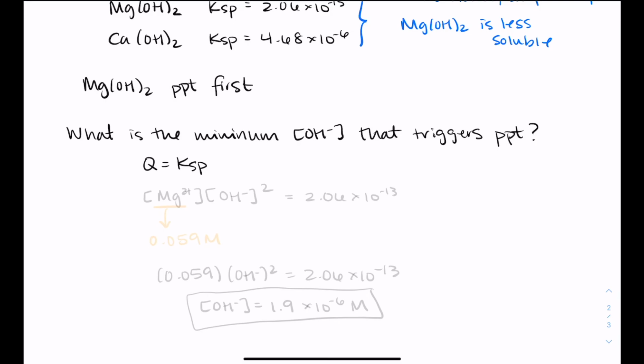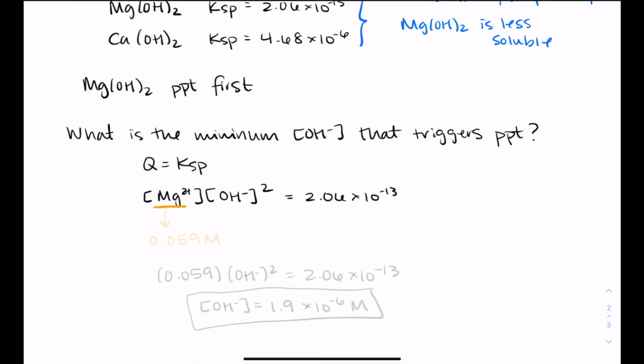So Q equals KSP. The Q expression, magnesium concentration, OH minus concentration squared, set equal to the KSP. I know the magnesium concentration, right? It was one of the given parts of the problem, and it wants me to solve for what is the OH minus concentration when this precipitation starts. So OH minus is my only unknown. This would happen when the OH minus concentration is 1.9 times 10 to the minus sixth.